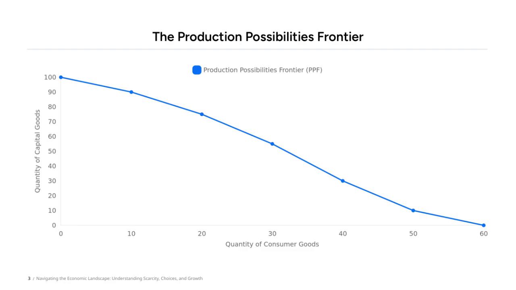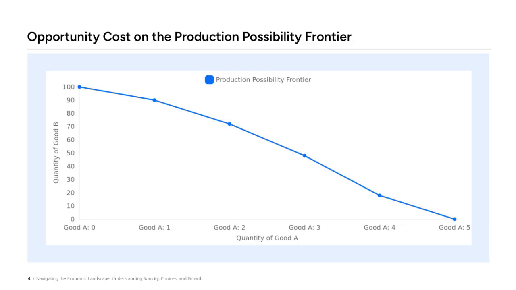Here, we're looking at the Production Possibility Frontier, or PPF, which illustrates the trade-offs between producing two goods, in this case, good A and good B. The curve shows the maximum possible output combinations of these goods that can be produced with available resources and technology. As we move along the curve from left to right, notice that producing more of good A means we have to give up increasing amounts of good B.